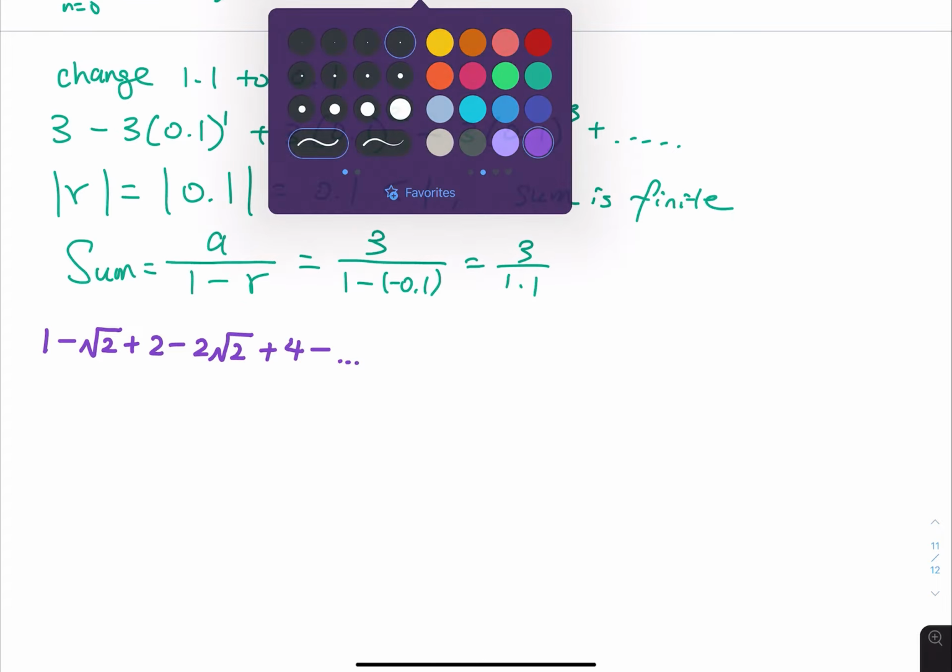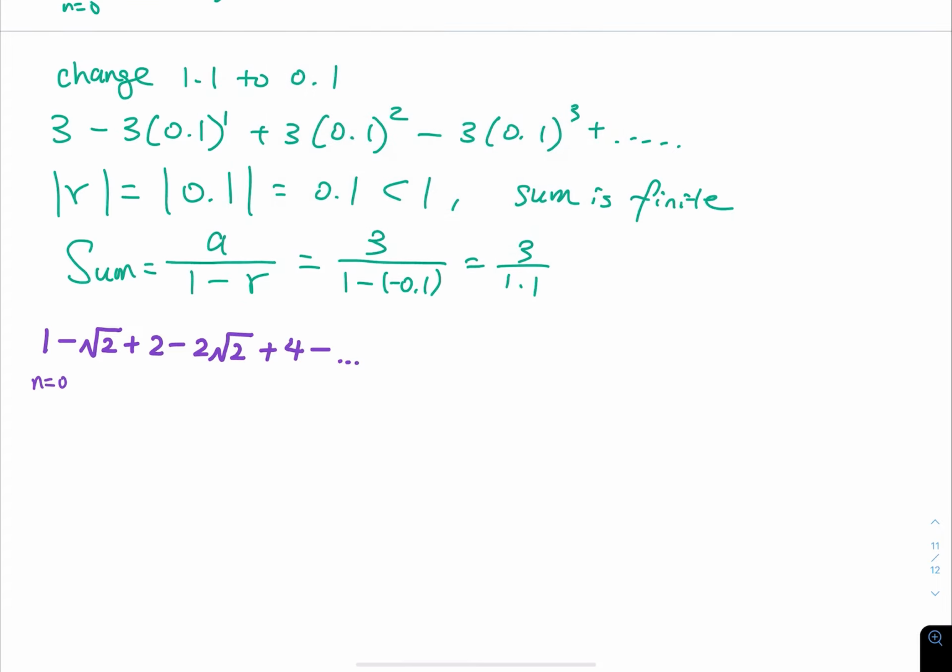Okay, purple. So we have n equals 0, n equals 1, n equals 2, n equals 3, and then n equals 4, right? So the common ratio is the next term divided by the previous term. Simple, right? And then we can keep going. The next term divided by the previous term.